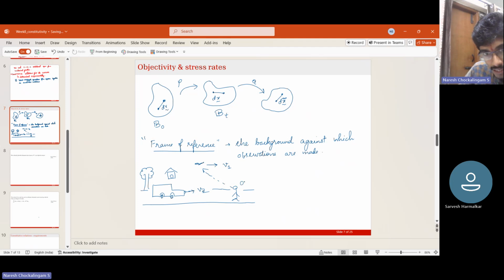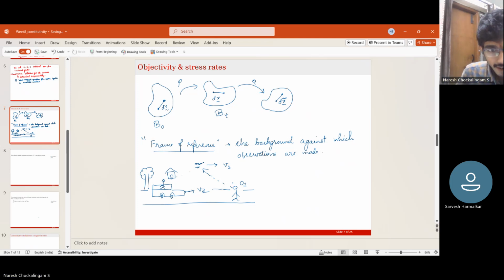So let's call this observer O1. And in his frame of reference, the car is moving with a velocity of v2. So let us suppose there's an observer inside the car, and he is also observing the same bird. The observer in the car will observe that the houses and trees are moving backwards at a certain velocity, which is v2, and his frame of reference will be things that are at rest with respect to his position.